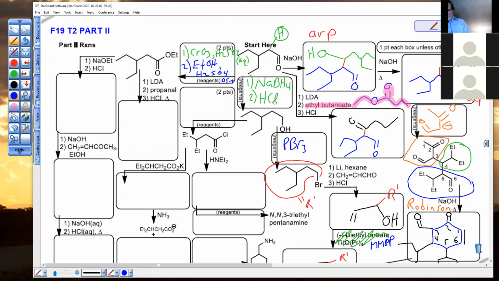Confused. I'm going to just run down the left side of this page. What's this thing going to do with LDA, propanal, and HCl? Well, an aldehyde will react with an enolate in an aldol reaction. Here's the H that has to go. LDA will take it. Have our 2 ethyl groups. Alpha position, CO2Et.